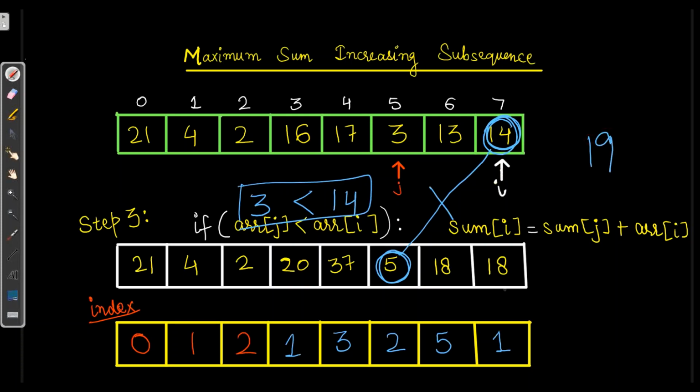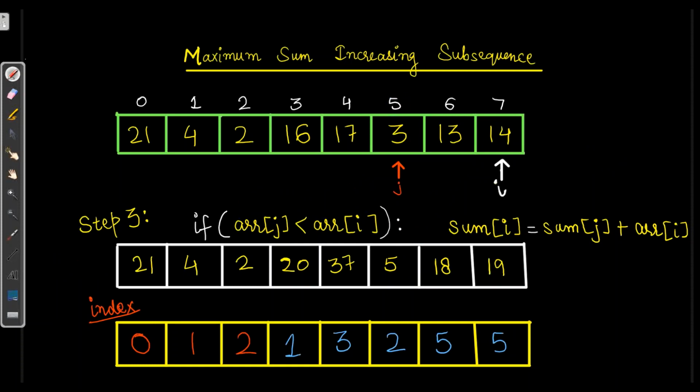Now I'll compare the value with the sum array. 19 is greater than 18. So I'll just cancel this 18 and write 19 over here. And here I have taken the value from the 5th index, so instead of 1, I'll write 5 like this. Now for the next iteration, we have 13. And here we have 14 for the ith place.